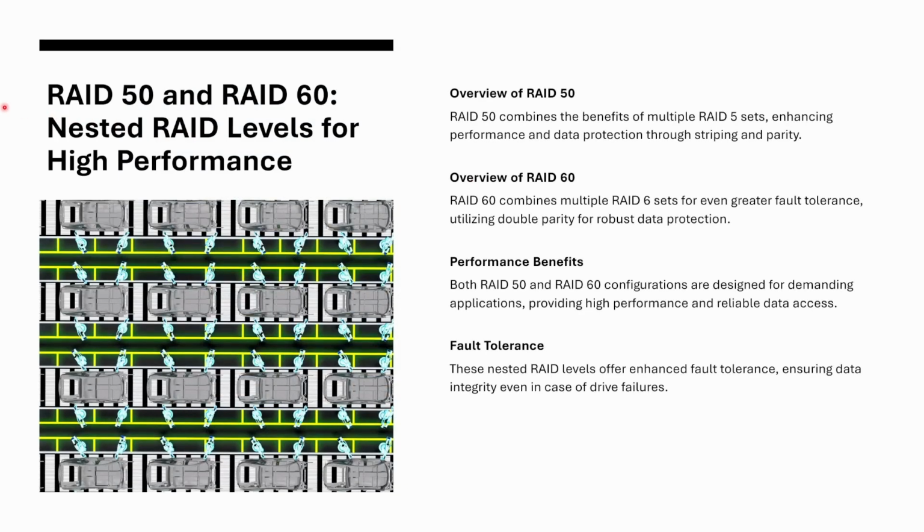Let's talk about RAID 50 and 60, nested RAID levels for high performance. RAID 50 combines the benefits of multiple RAID 5 sets, enhancing performance and data protection through striping and parity. RAID 60 combines multiple RAID 6 sets for even greater fault tolerance, utilizing double parity for robust data protection.